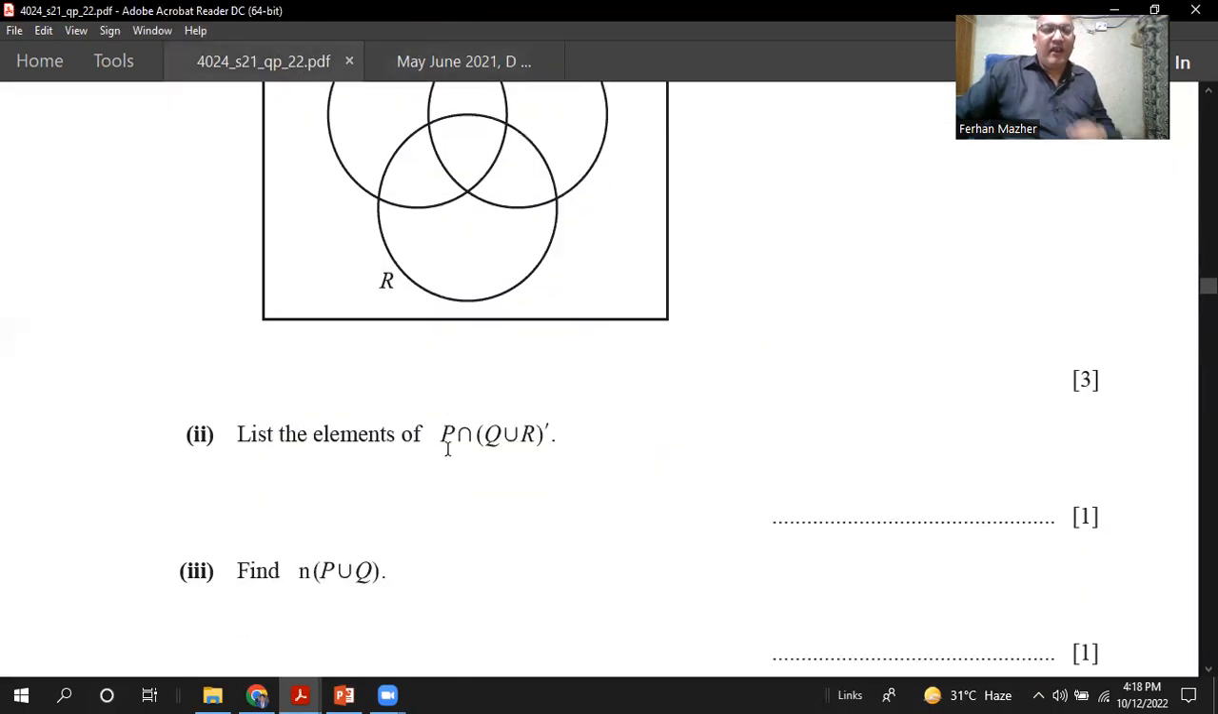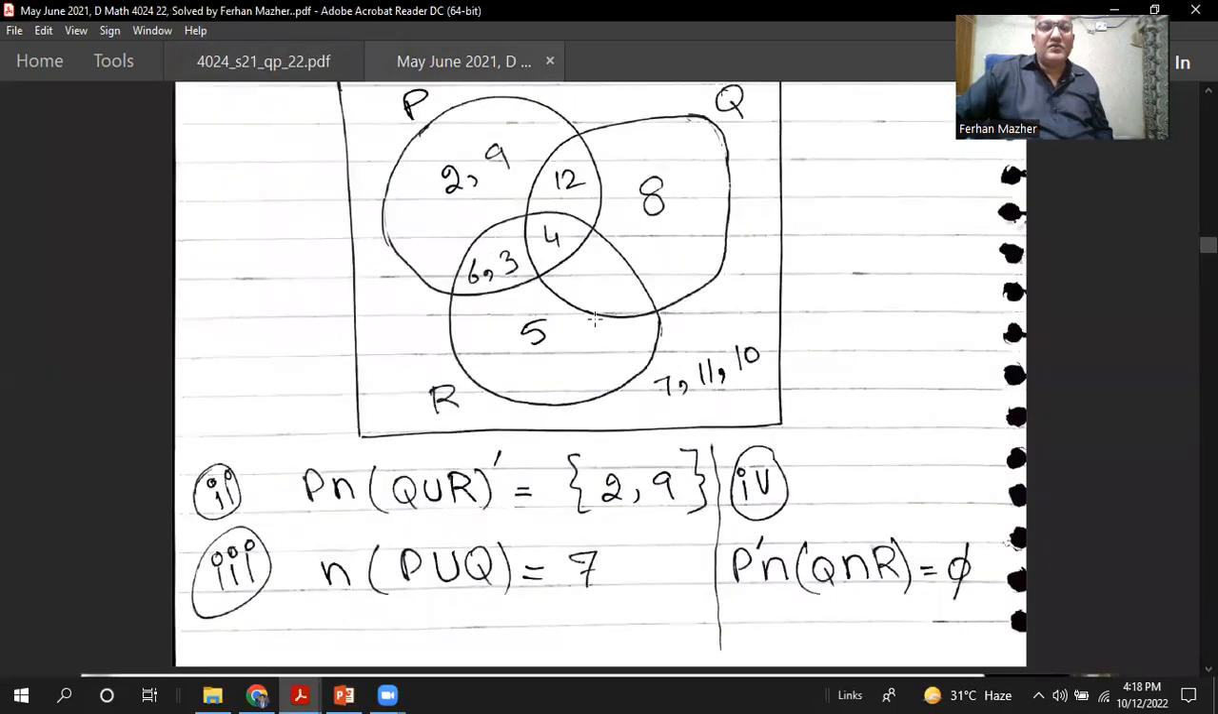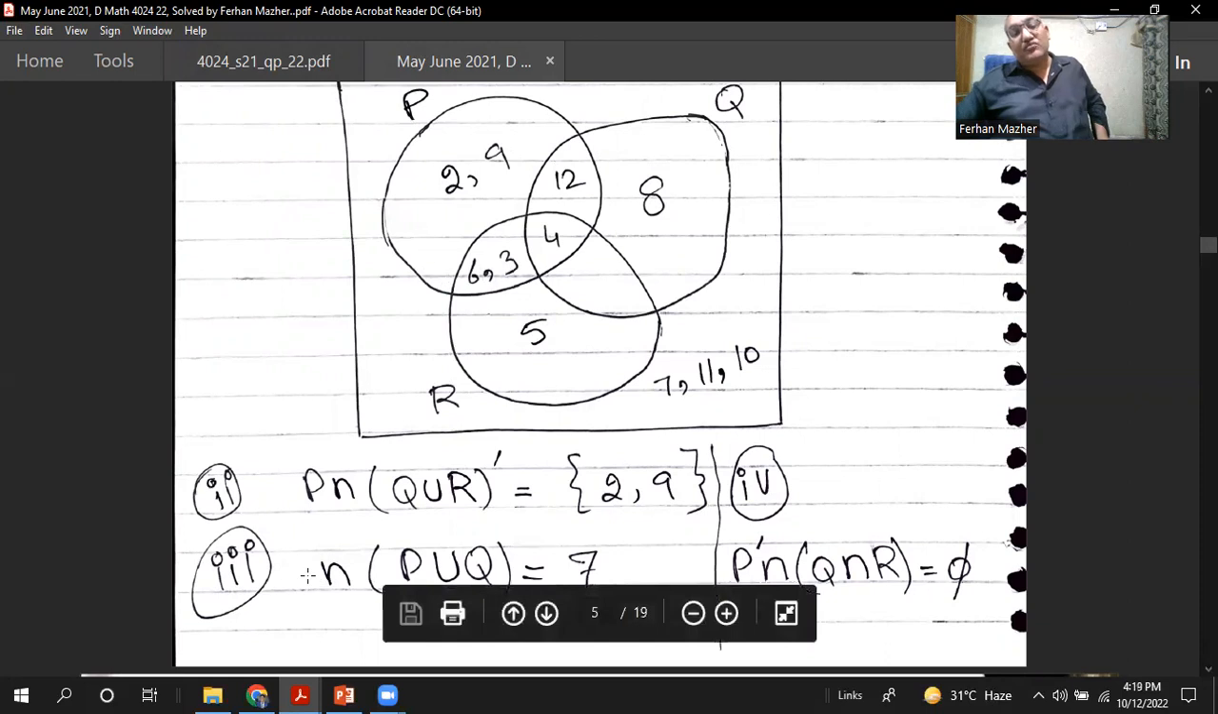Then the question is, find the number of elements in the P union Q. Okay. P union Q, how many elements are there? 1, 2, 3, 4, 5, 6, 7. So there will be 7 members in the P union Q. So the small n means how many members are there.